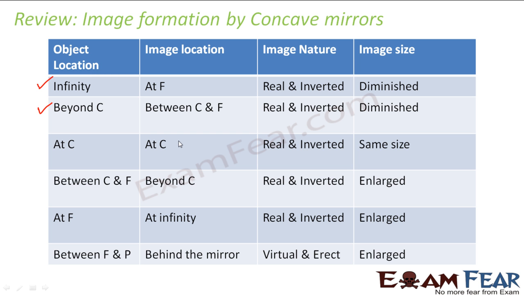And as the object is coming nearer, the image is increasing in size, because when the object was at infinity, the image was diminished. Then gradually the image became of the same size. Then it started becoming enlarged. So the closer the object, the bigger is the size of the image.